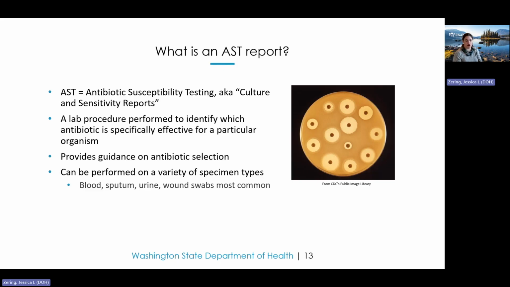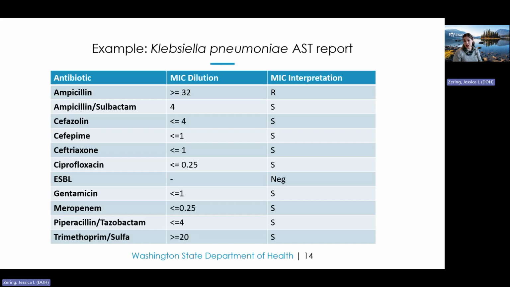AST, as I've defined it earlier, antibiotic susceptibility testing, is a lab procedure performed to identify which antibiotic is specifically effective for a particular organism. It provides the prescribing clinician guidance on antibiotic selection, and it can be performed on a variety of specimen types. Blood, sputum, urine, and wound swabs are probably the most common ones we're going to see in the nursing home setting. Here is an example of what an AST report looks like.